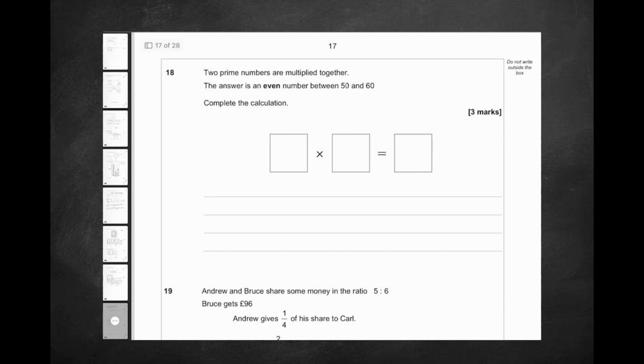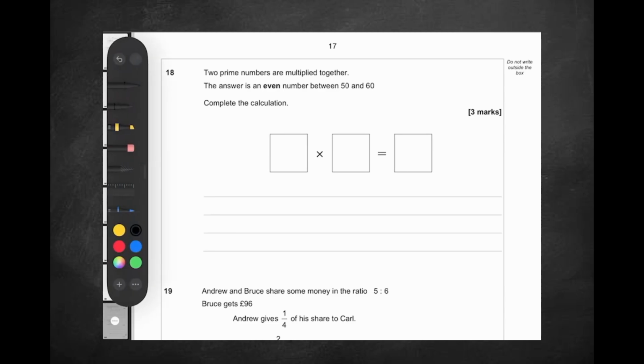Question 18. Two prime numbers are multiplied together. The answer is an even number between 50 and 60. Complete the calculation. So prime numbers, we're going to have 2, 3, 5, 7, 11, 13, 17, 19. We'll go a little bit higher, 23. I'm not sure how high I'm going to have to go here. 25 isn't prime, 27 isn't prime, 29.